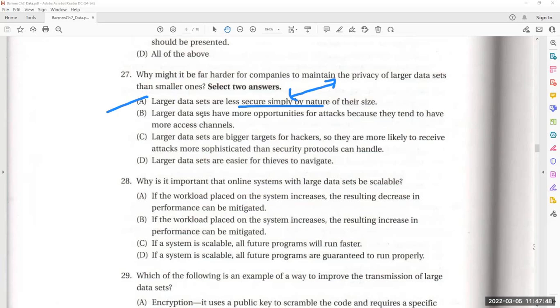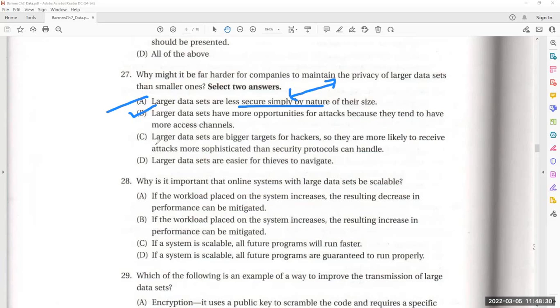Second one, larger data sets have more opportunity for attack because they tend to have more access channels, true or false, 27. B, is it true? Larger data set, more attack. People might attack it because there are more channels that you can access it, yes or no? I think yes. Especially when the data is distributed, people will have more ways to break the network, okay?